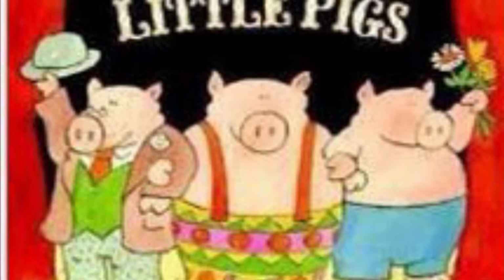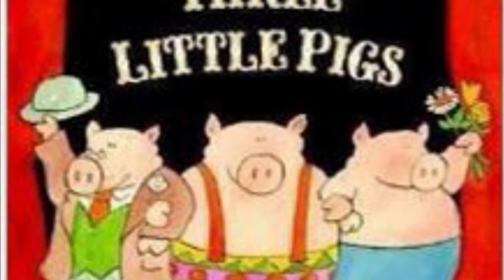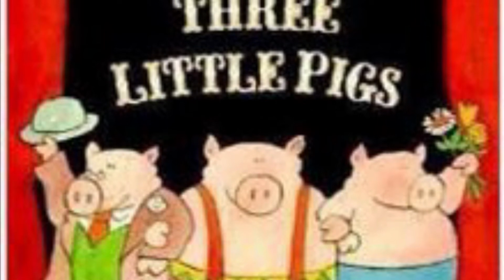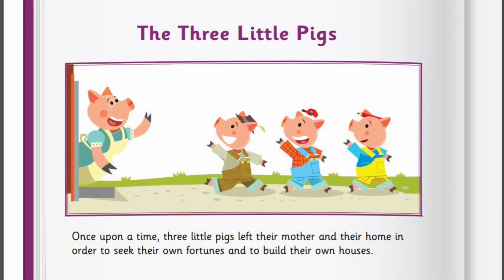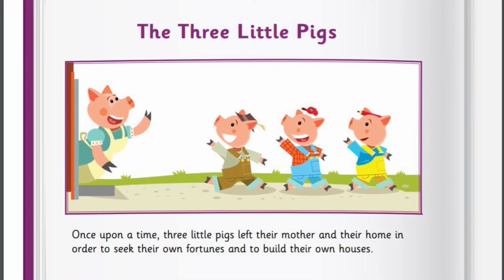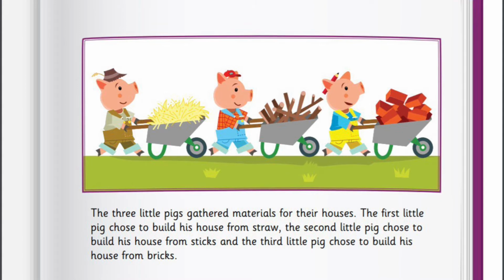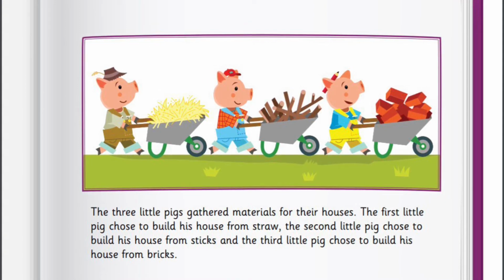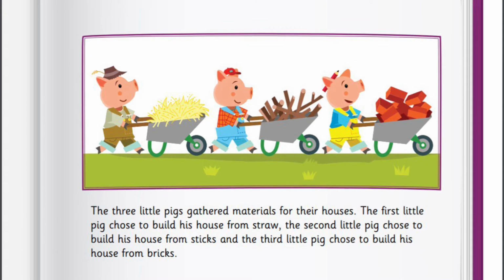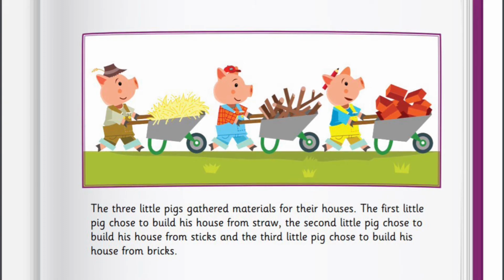Let's take a closer look at repetition or repeated lines by looking at a familiar story, The Three Little Pigs. Once upon a time, three little pigs left their mother and their home in order to seek their own fortunes and to build their own houses. The three little pigs gathered materials for their houses. The first little pig chose to build his house from straw, and the second little pig chose to build his house from sticks, and the third little pig chose to build his house from bricks.